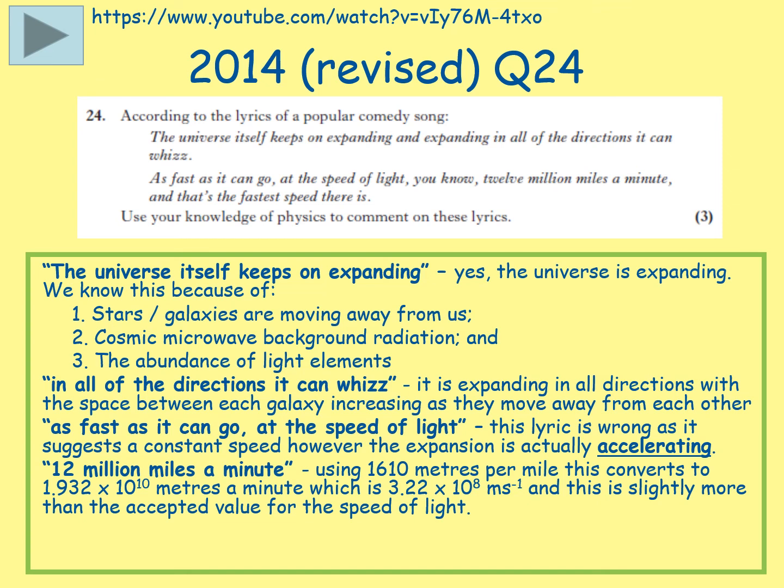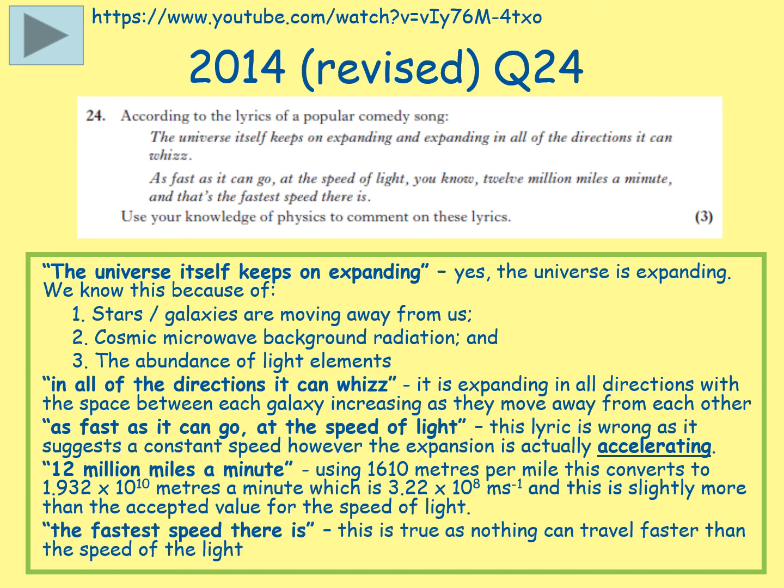12 million miles a minute. Using 1,610 meters per mile, this converts to 1.932 × 10¹⁰ meters a minute, which is 3.22 × 10⁸ meters per second, and this is slightly more than the accepted value for the speed of light. The fastest speed there is. This is true as nothing can travel faster than the speed of light.